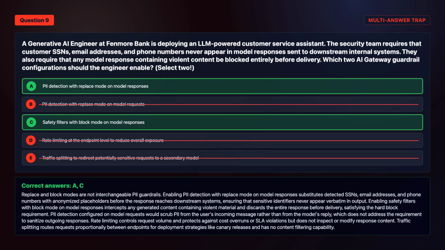PII detection configured on model requests would scrub PII from the user's incoming message rather than from the model's reply, which does not address the requirement to sanitize outgoing responses. Rate limiting controls request volume and protects against cost overruns or SLA violations, but does not inspect or modify response content. Traffic splitting routes requests proportionally between endpoints for deployment strategies like canary releases and has no content filtering capability.